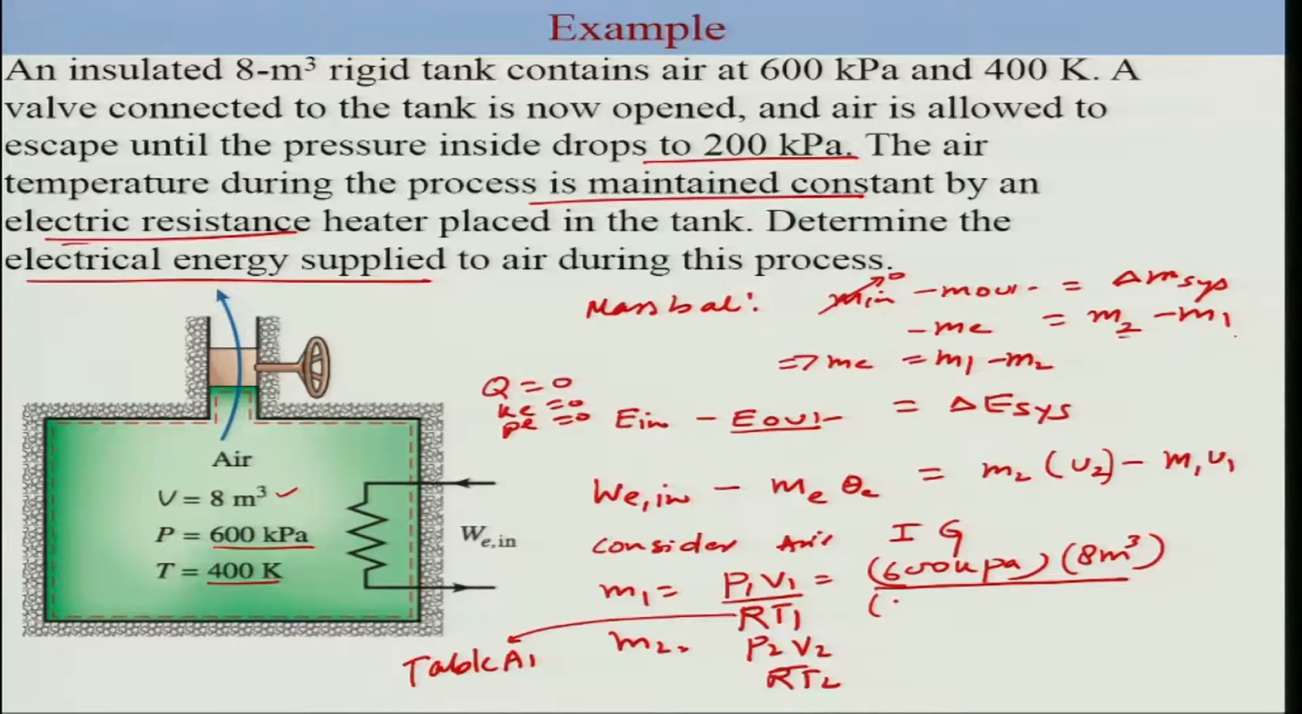So this is 0.287 kilopascal meter cube by kg Kelvin and 400 Kelvin. So this comes out to be 41.8 kg. Okay. And similarly you can also calculate m2. In m2 the only change is p2, which is 200 kilopascal. Okay, and thus it will be simply 13.94 kg.